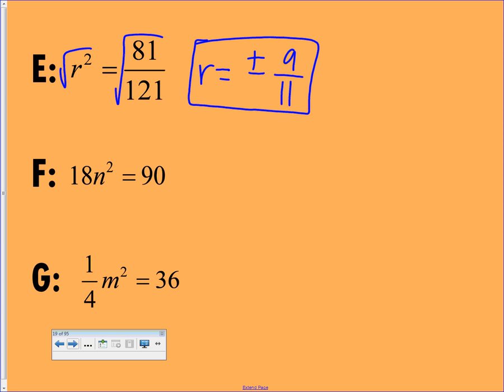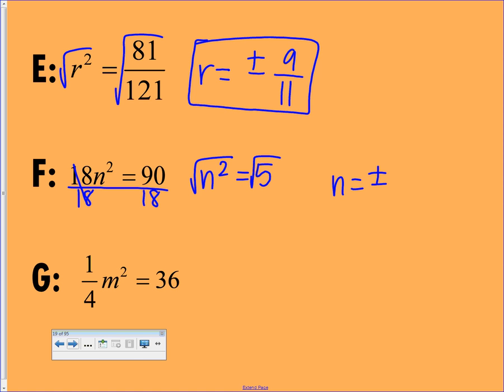Now example F, you must divide by the coefficient of 18 first. You will square root it last. So you do not get to square root it until you just get the variable squared. So kind of same idea from absolute values. You always do that part last. So now that it's by itself, I can square root it.